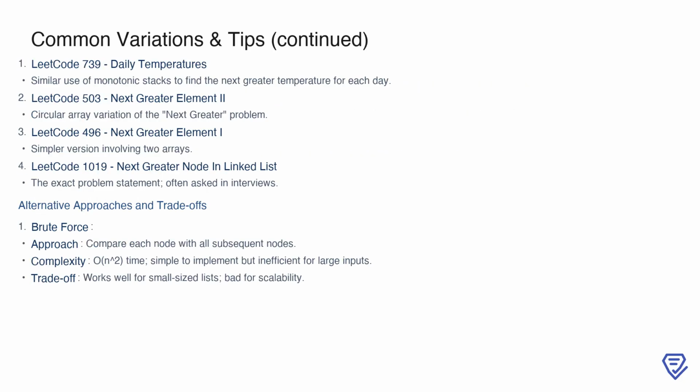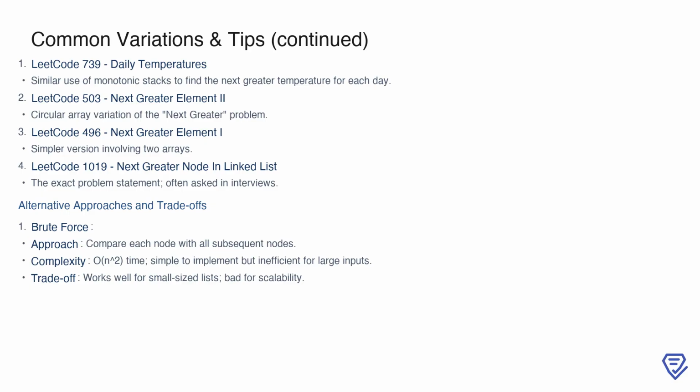Several related problems can help you build a deeper understanding of this topic. For example, LeetCode 739, Daily Temperatures, uses a similar monotonic stack approach to find the next greater temperature for each day. LeetCode 503, Next Greater Element II, introduces a circular array variation of the problem, while LeetCode 496, Next Greater Element I, presents a simpler version involving two arrays. Of course, LeetCode 1019, Next Greater Node in Linked List, is the exact problem we are discussing here and is frequently asked in interviews.